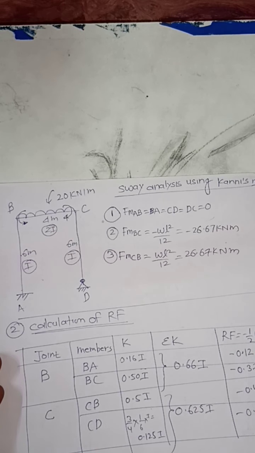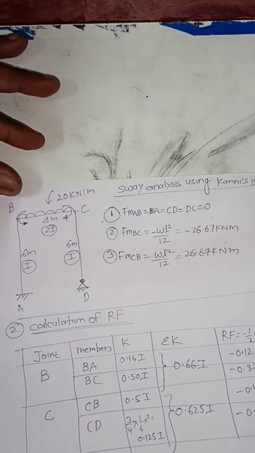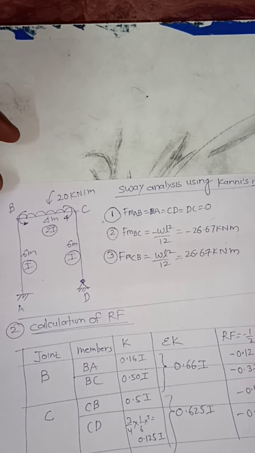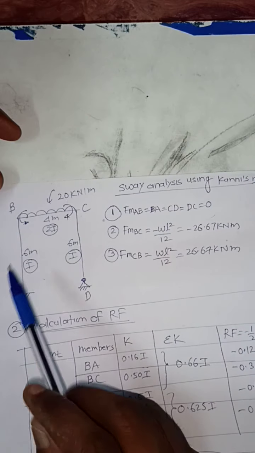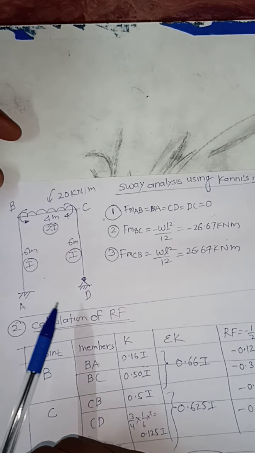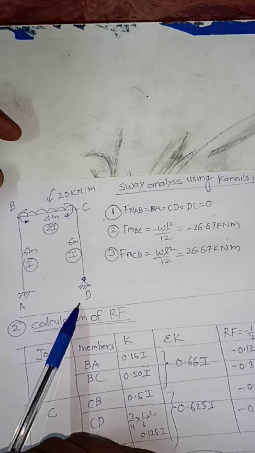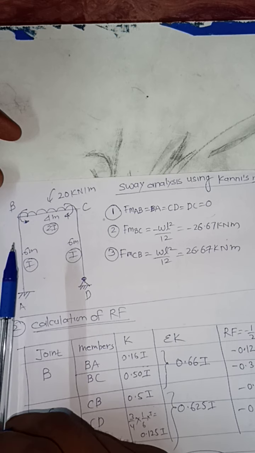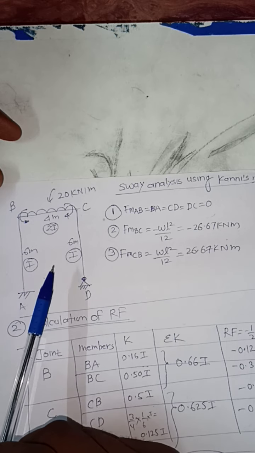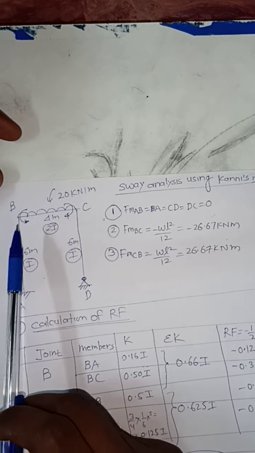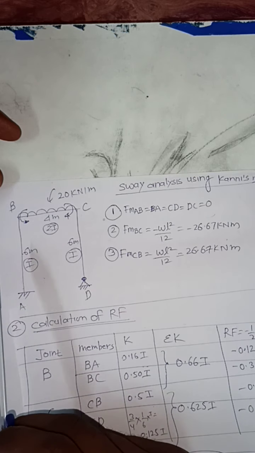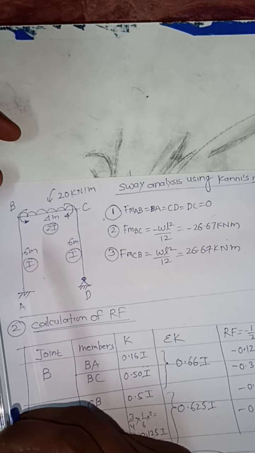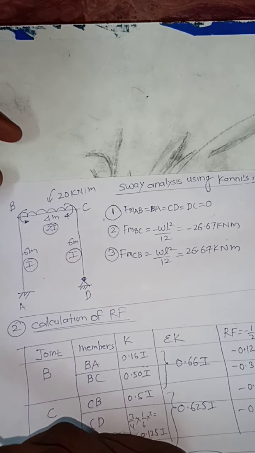Today we will see the sway analysis using the Kani's method. As shown on the screen, there is a portal frame having one end fixed and another end hinge support. Both the columns are of the same length, 6 meter, and there is a UDL of 20 kilonewton per meter acting over the span of BC, which is treated as a beam.